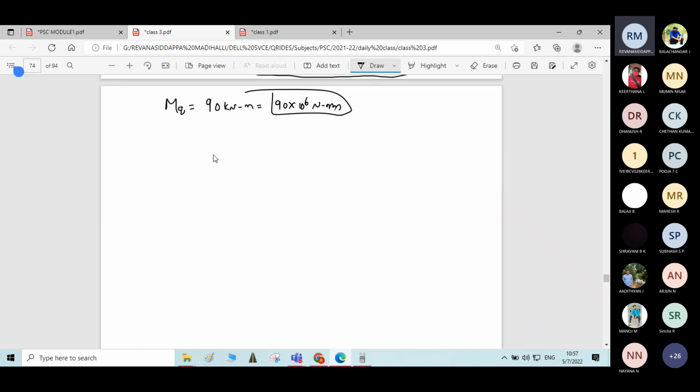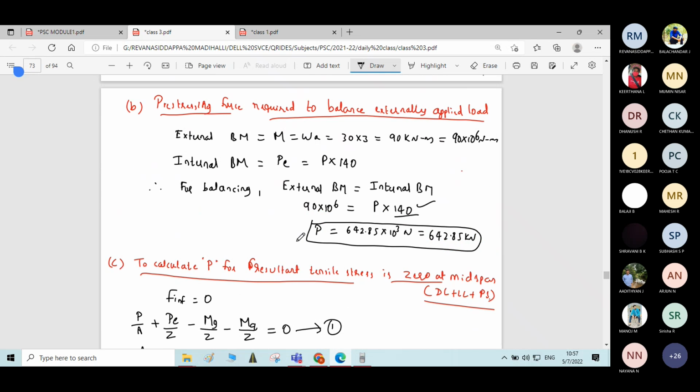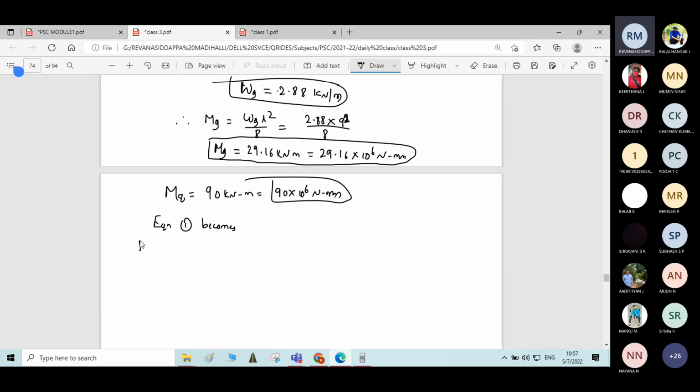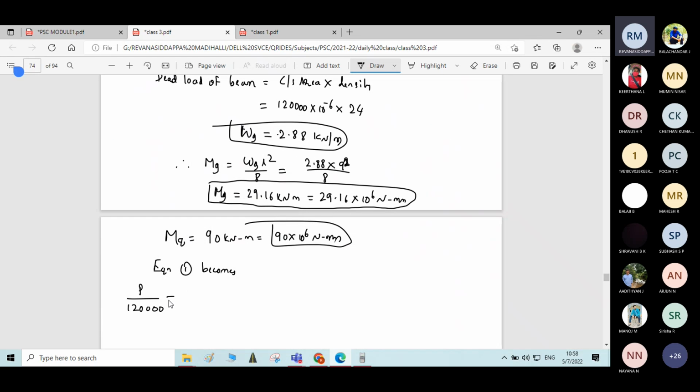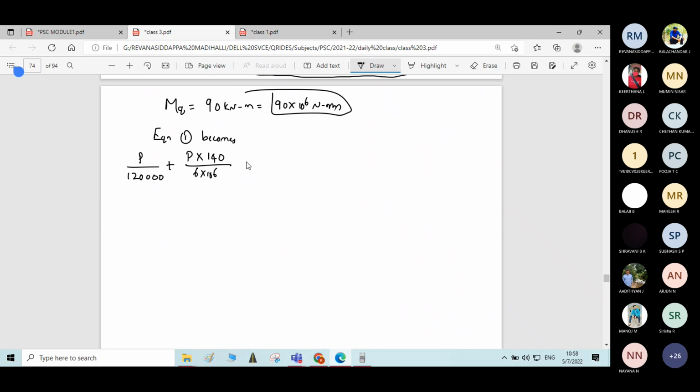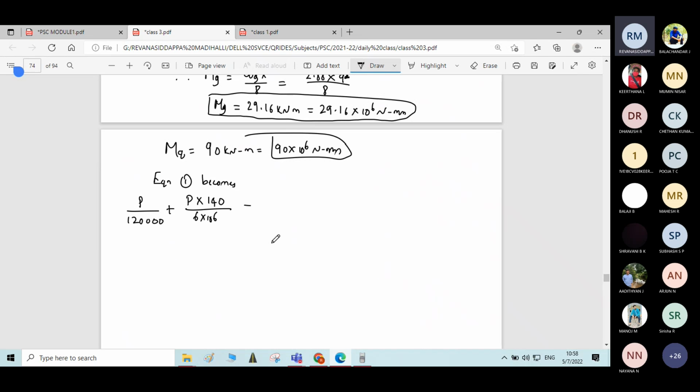Now equation 1 becomes P by A, P by 120,000, plus P into eccentricity, which is 140 as given in the problem, by Z, section modulus 6 into 10 power 6, then minus MG by Z, 29.16 into 10 power 6 divided by 6 into 10 power 6, then minus MQ by Z, 90 into 10 power 6 divided by 6 into 10 power 6, is equal to 0. F inferior equal to 0.